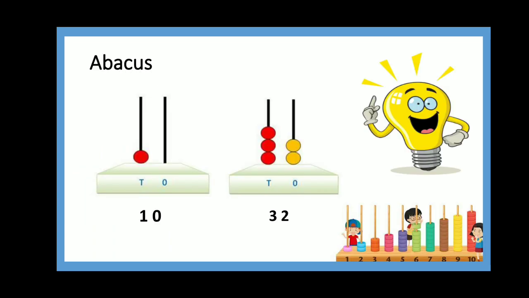Let's revise the concept of abacus. Abacus has two rods, tens and ones. Let's count the beads and write the number. In the first example, you can see there is one bead on tens and 0 on ones. So the answer is 1 ten and 0 ones, that makes the number 10. In the second example, there are 3 beads on tens and 2 beads on ones. So 3 tens and 2 ones makes the number 32.